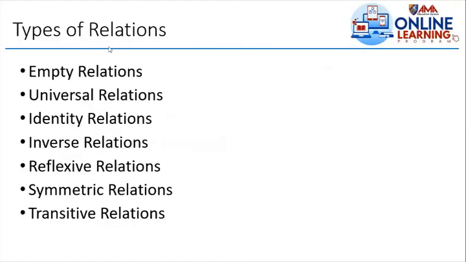And then we have types of relations. We have empty relations, universal relations, identity relations, inverse relations, reflexive relations, symmetric relations, and transitive relations. So this will be a broad topic. We will just list them, and it depends on whether you encounter them in other math courses. But here, since we are in Mathematics in the Modern World, we will just identify the types of relations.